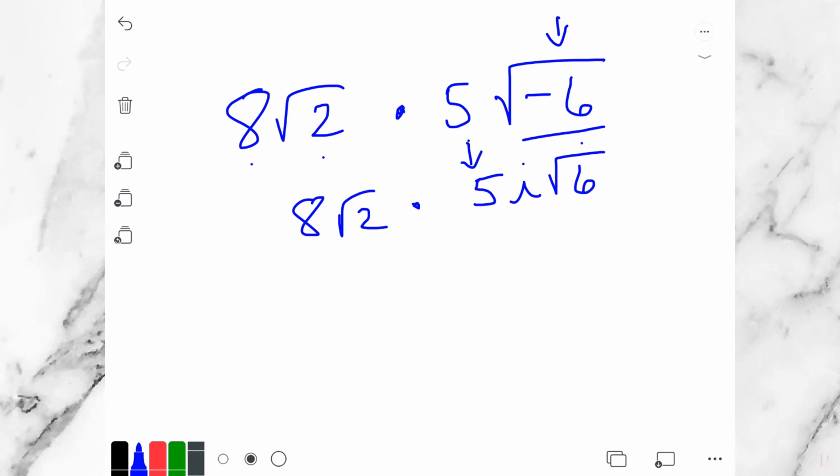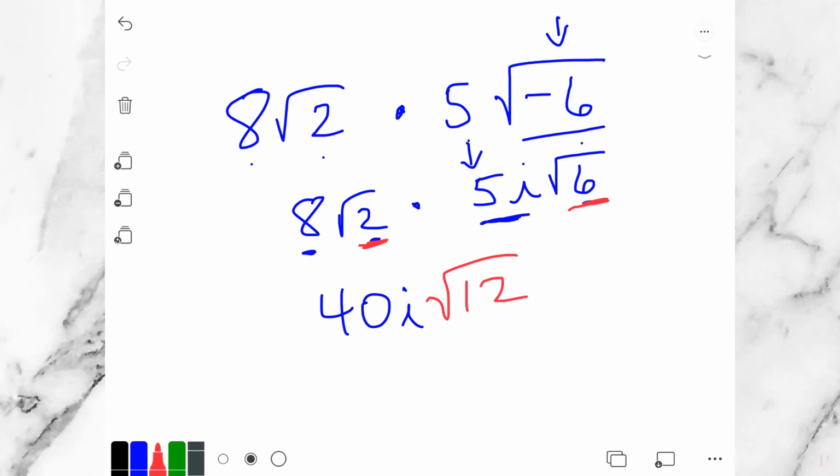Now I'm going to multiply outside with outside. That's going to give me 40i. Inside with inside is going to give me the square root of 12. All right, now don't say you're finished. We still need to ask, can I break down 12? And the answer is, oh yes, it can. That's 4 times 3 and 2 times 2. You've got a pair of 2's.